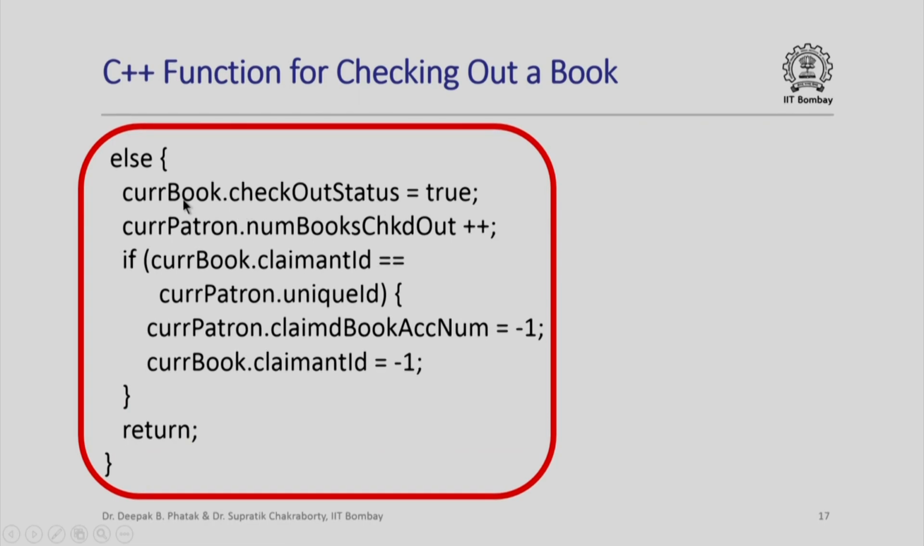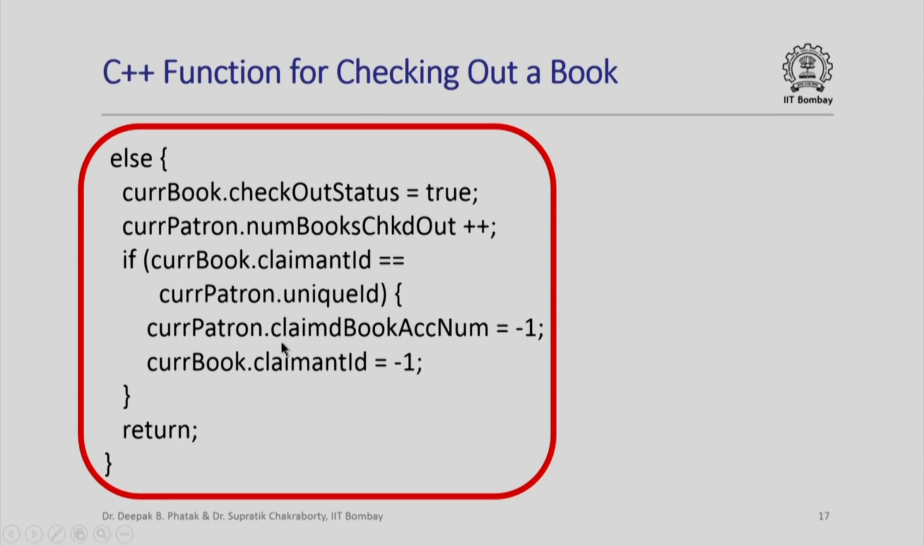We will set the checkout status of current book to true, we will increment the num books checked out member of current patron by 1, and then if the current patron had indeed registered a claim for the current book, then we are going to remove this claim now, because now the current patron has been allowed to check out the current book. So how do we figure out if the current patron had indeed registered a claim for this book? We are going to check if the claimant ID associated with the current book is indeed equal to the unique ID of the current patron, and if so, it means that the current patron had registered a claim for the current book, and now this book is being lent to the current patron. So we are going to remove that claim.